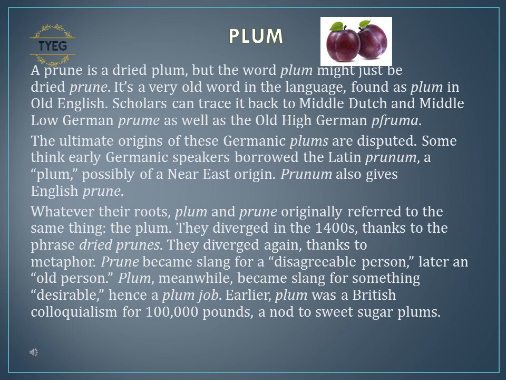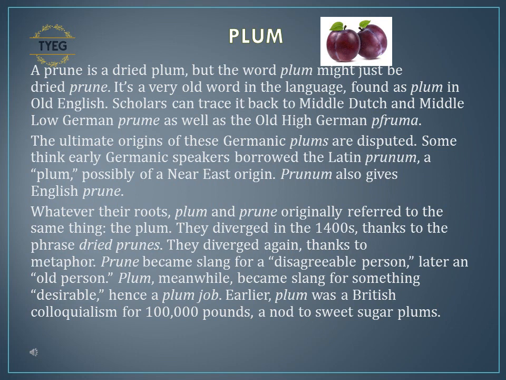Plum. A prune is a dried plum, but the word plum might just be dried prune. It's a very old word in the language, found as plume in Old English. Scholars can trace it back to Middle Dutch and Middle Low German prume as well as the Old High German pfruma. The ultimate origins of these Germanic plums are disputed. Some think early Germanic speakers borrowed the Latin prunum, a plum, possibly of a Near East origin. Prunum also gives English prune. Whatever the roots, plum and prune originally referred to the same thing, the plum.